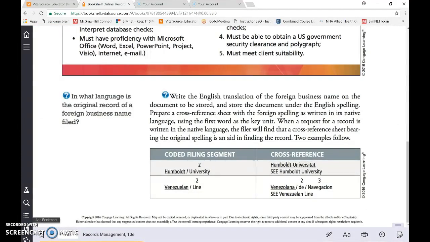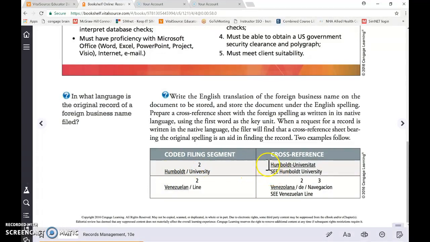When dealing with foreign governments or foreign entities at all, you're going to need to know what the English translation is, but you're also going to need to create that cross-reference. So we would actually file it under the English translation. For example, this one, Humboldt University, would be your first is Humboldt, and then your second segment would be university.